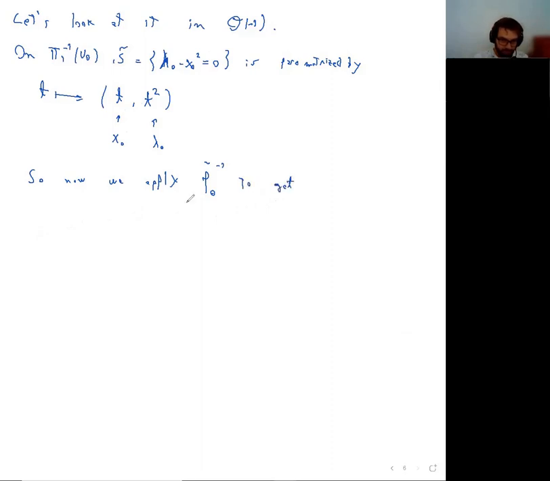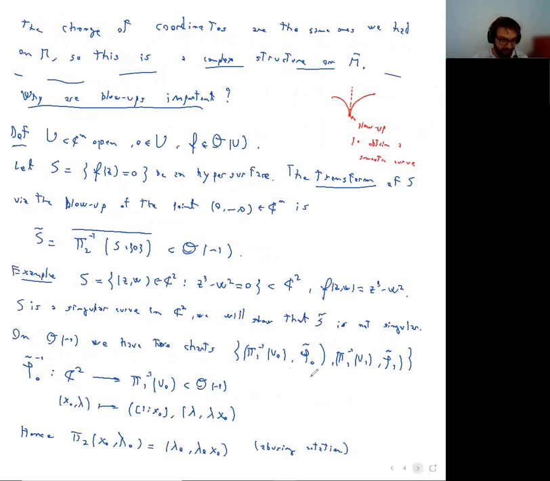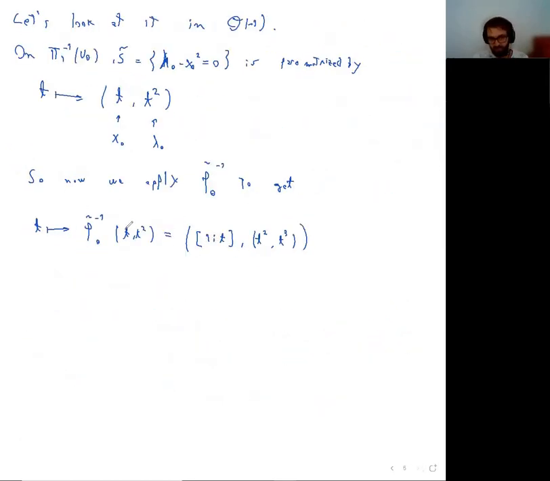And we get, so instead of sending t to this, you send it to phi 0 tilde inverse of t squared. And this we know how it works. You have to send it to t squared, but since this is homogeneous coordinates, this is nothing but 1, t. And here the first one is lambda 0, but the second one is lambda 0 x0, so t third. So maybe if you don't remember, let's just look again at what phi 0 tilde inverse did before. Yeah, here. So you send x0, lambda to 1 comma x0 comma lambda x0, which is exactly what we did here. Yeah, 1 comma x0, and then lambda comma lambda x0.